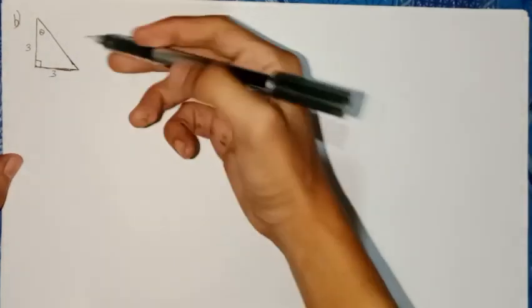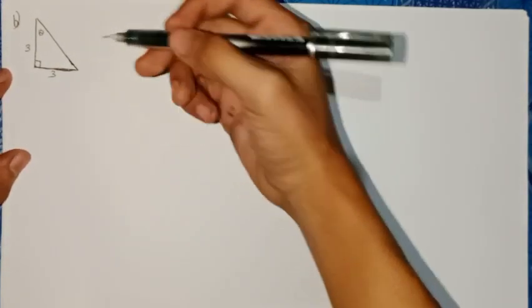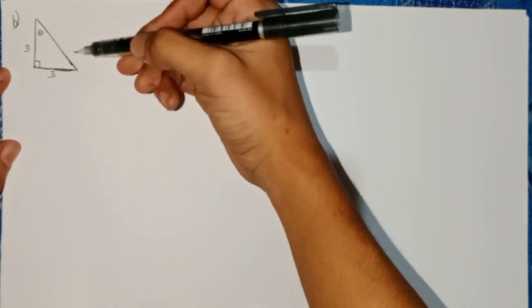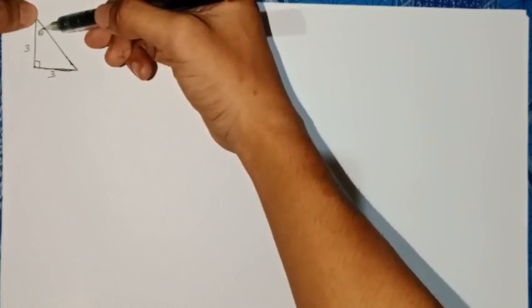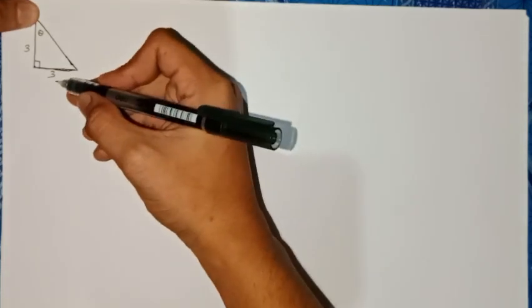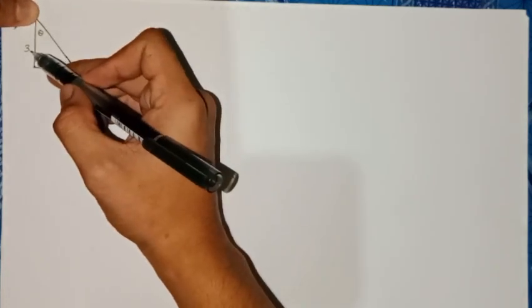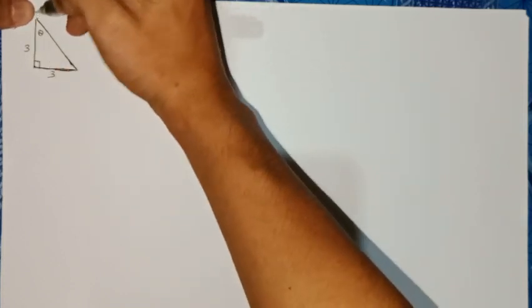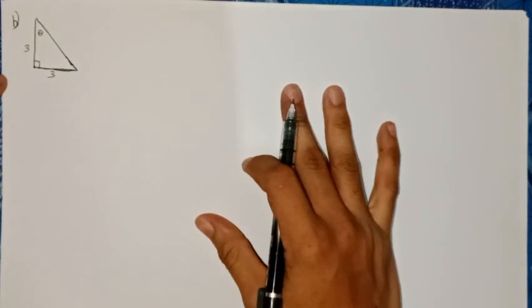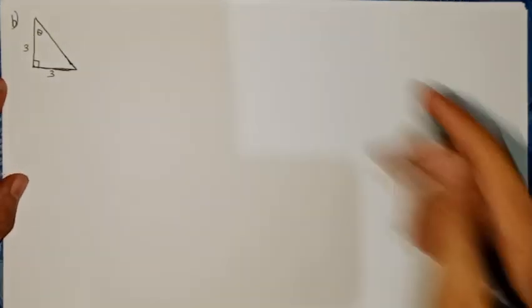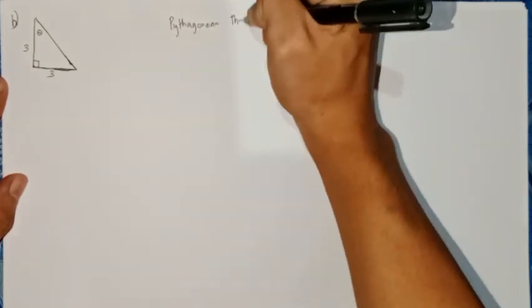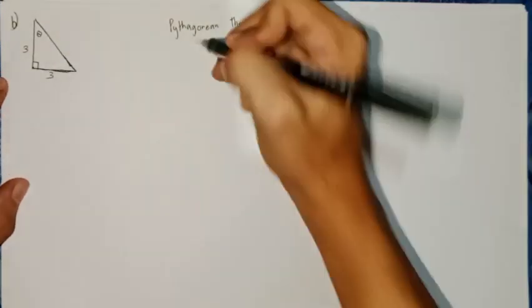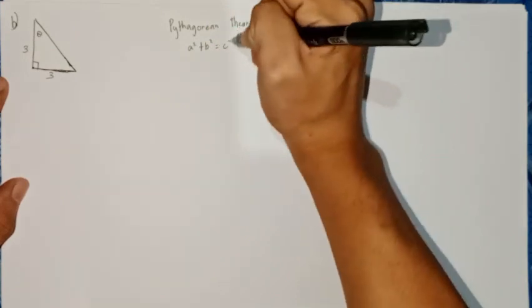Now, let's try another problem. I have here a figure B. As you can observe, there is a missing length, and our angle of reference is angle theta. Since it is our angle of reference, the side opposite is 3, and the side adjacent is 3. And the missing length is our hypotenuse. Now again, to find the value of the hypotenuse, we will use the Pythagorean theorem. A squared plus b squared is equal to c squared.